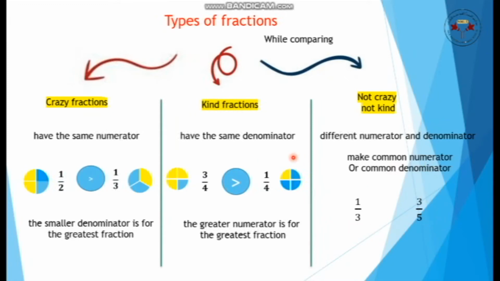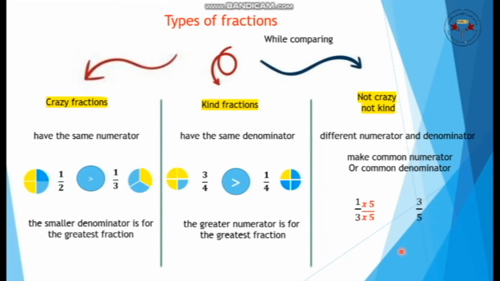So I prefer to make it a kind fraction to eat the greater numerator. So what will you do? You have to make a common denominator, like the LCM. Do you remember? How can I do this? By crisscross. So I will take the 5 and multiply it up and down by the 1 over 3, and I will take the 3 and multiply it up and down by the 3 over 5.